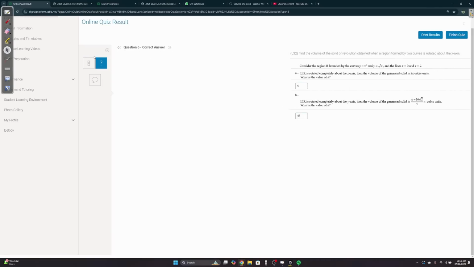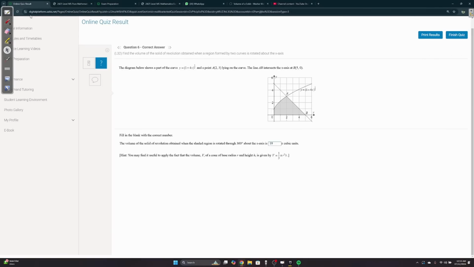Question 6. The diagram below shows a part of the curve y equals (1 plus 4x) to the power of half. So this here. Okay, and the point A (2, 3) lying on the curve. So this is the point here. The line AB intersects the x-axis at (5, 0). So they gave us (5, 0). The volume of the solid of revolution obtained when it's rotated about the x-axis.